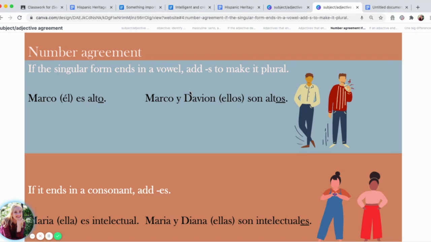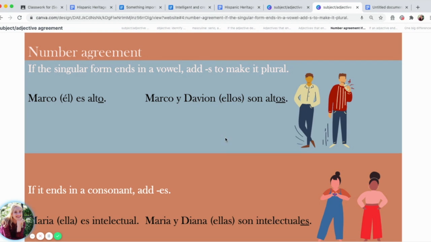But if I throw someone else in there, now my subject is plural. I'm describing more than one person. So I need to say Marco y David son altos. I'm adding an S. Okay? We add S's to things a lot in English to make them plural, right? The difference is that we don't add the S to the adjective. If we're saying Marco is tall, and Marco and Davion are tall, tall doesn't change.